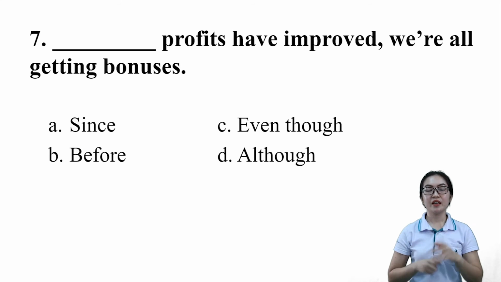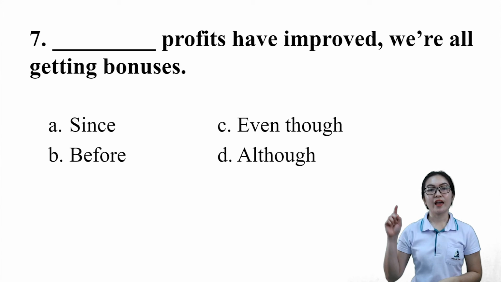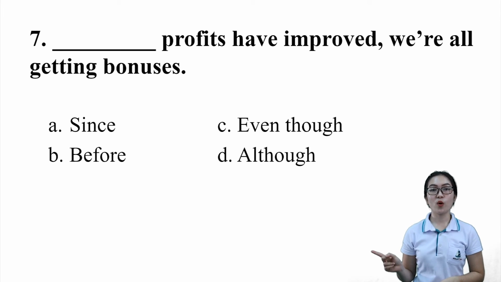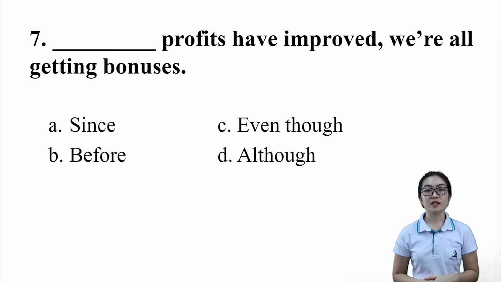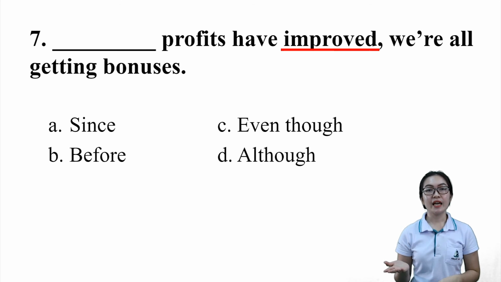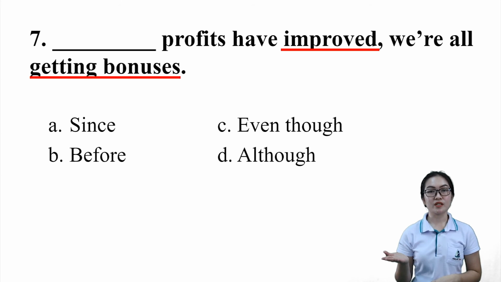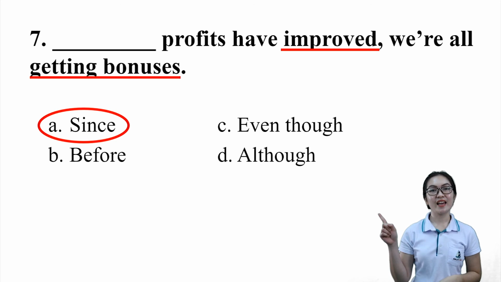Number 7. Blank profits have improved. We're all getting bonuses. A. Since. B. Before. C. Even though. Or D. Although. Notice that the two clauses are both positive, with the clues improved and getting bonuses, which means the second clause supports the first. Therefore, the conjunction to be used here is not concerned about time nor contradiction, but a reason. So obviously, the answer is correct. It's letter A, since.